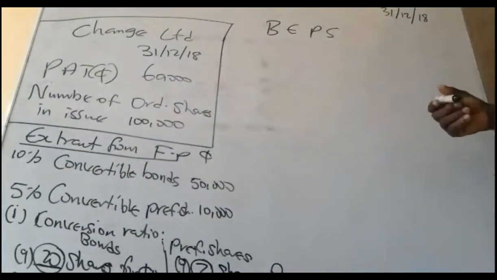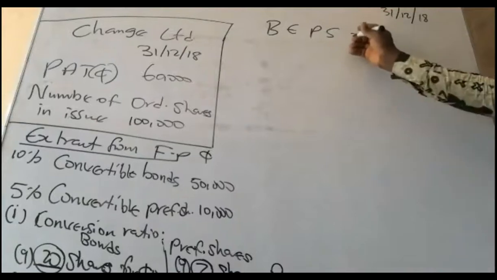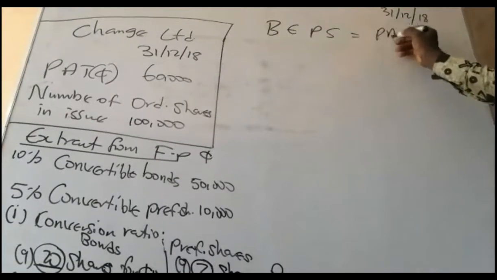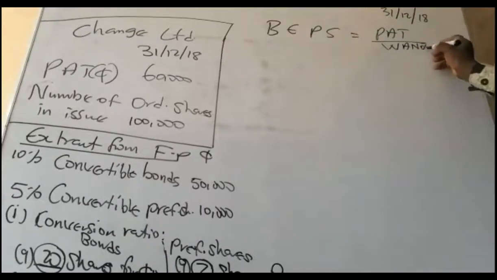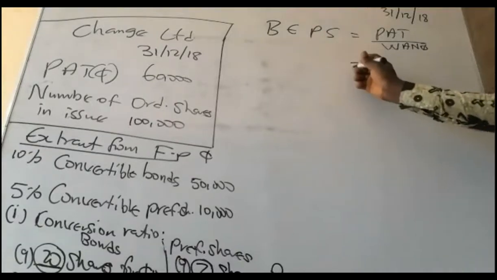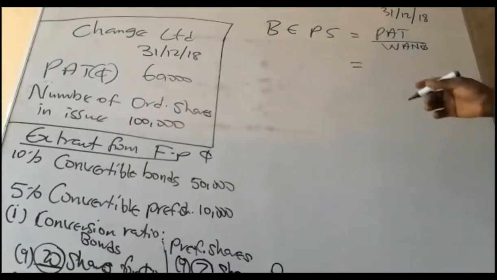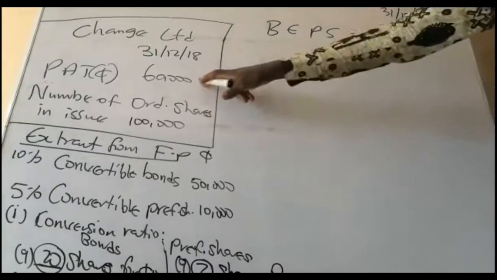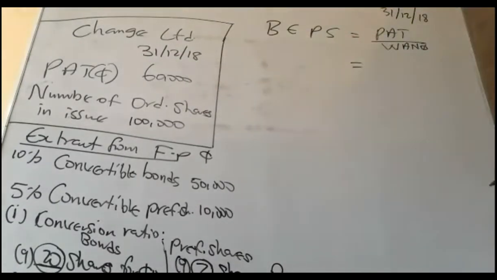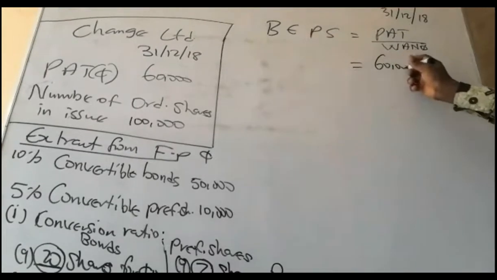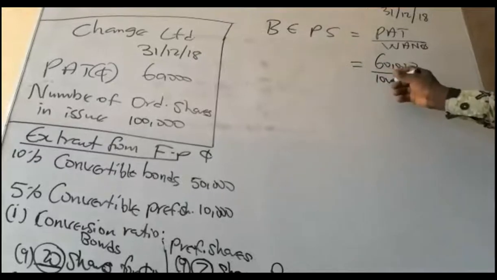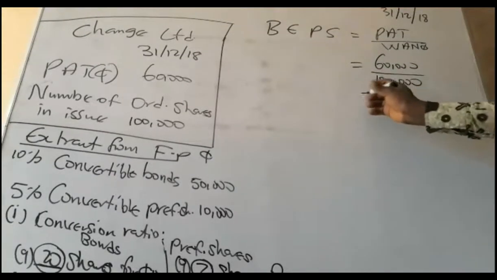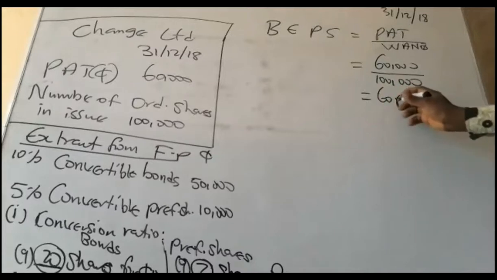Now, code the formula for us in this application. The formula is nothing but the profit after tax all divided by the weighted average number of shares. We are done. Do your substitution. The basic earnings per share is equal to the profit of 60,000 from the question. So we have 60,000 here divided by the ordinary shares of 100,000 in issue, and this will give us 60 pesos. We are done with the basic earnings per share.